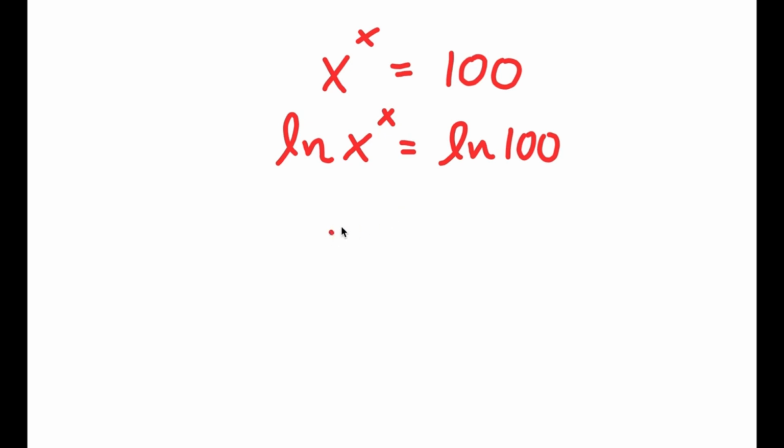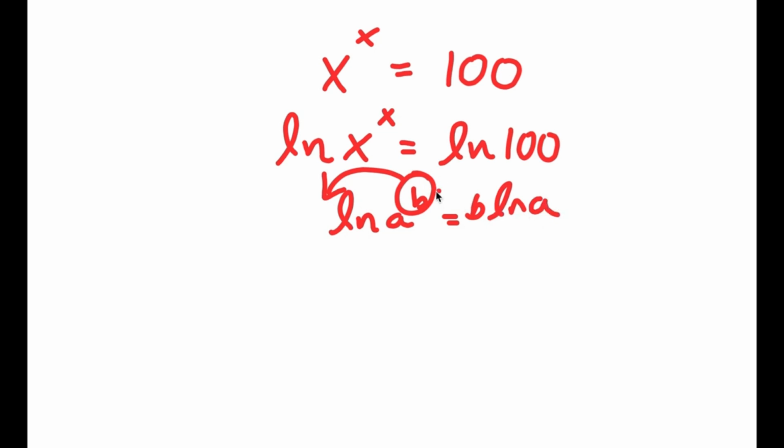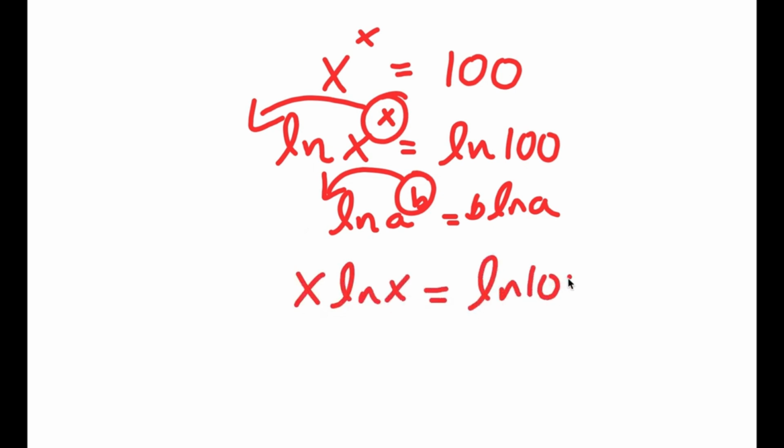Now, if I have something in the form ln a to the power of b, I can move the b to the front. So this is going to equal b times ln a. So for ln x to the power of x, I can move x to the front, and I'm going to get x times ln x is equal to ln 100.